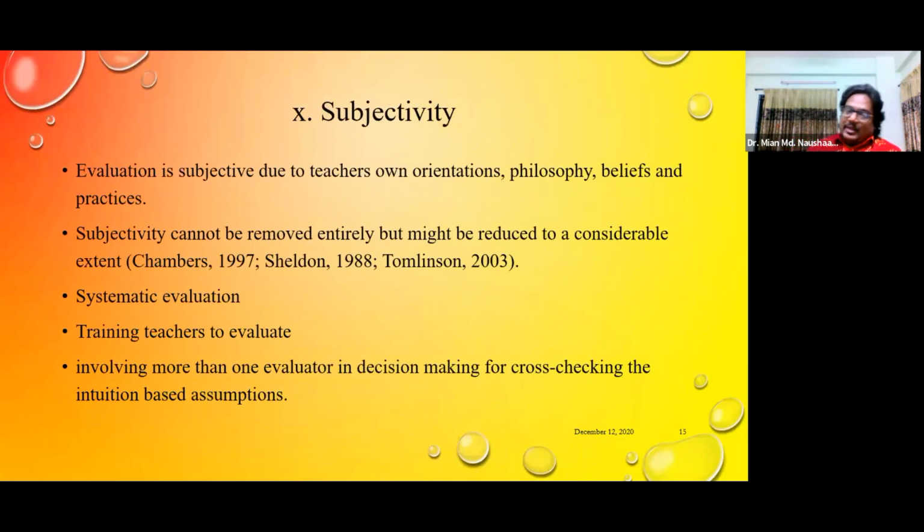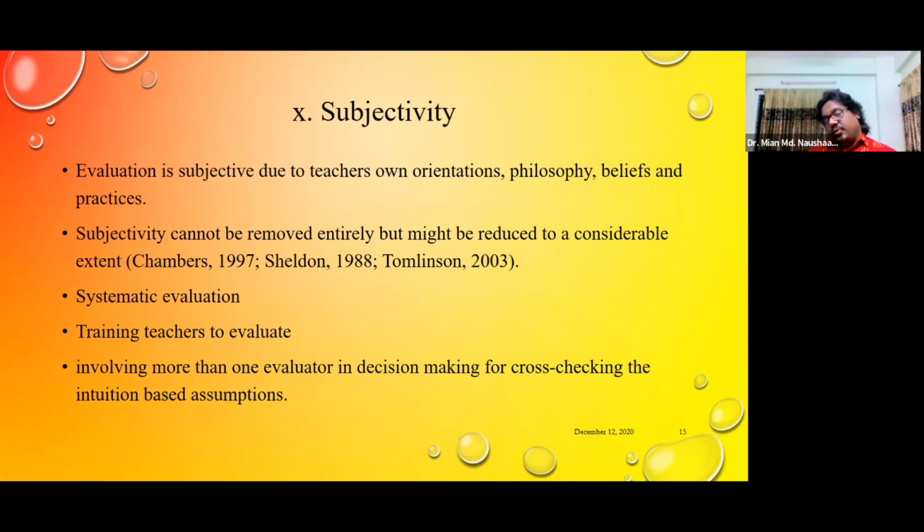So the next issue is subjectivity in evaluation. In the very first slide, when I was discussing the difference between analysis and evaluation, I mentioned that analysis is objective, whereas evaluation is subjective. Then the question is what to do about this kind of subjectivity, because subjectivity leads to prejudice and bias. So let's say evaluation is subjective because of teachers' own orientations, their philosophy of language, teaching and learning, and their beliefs and practices, etc. So how to control that?